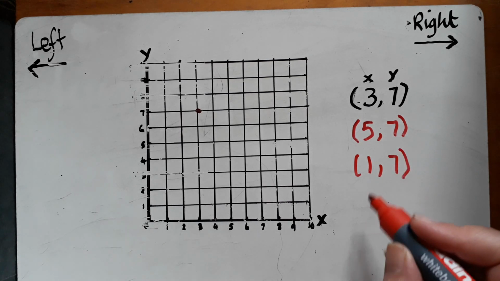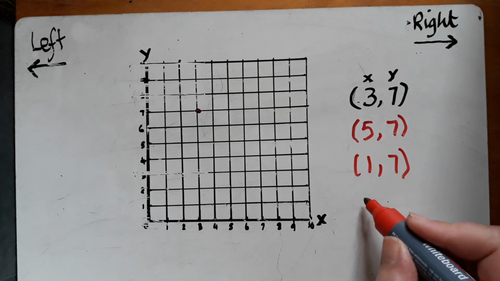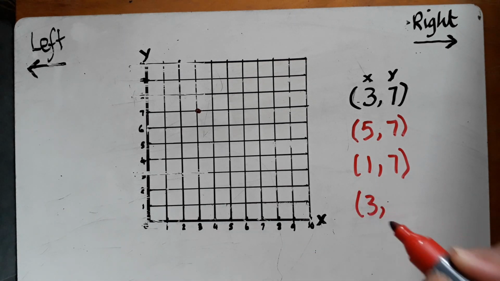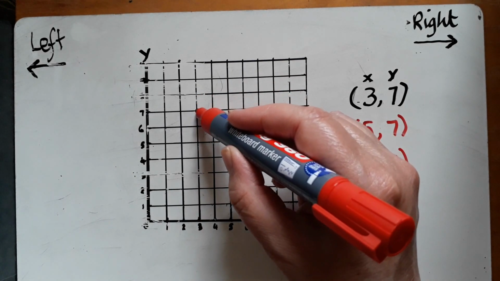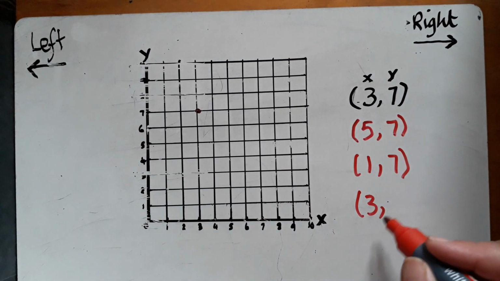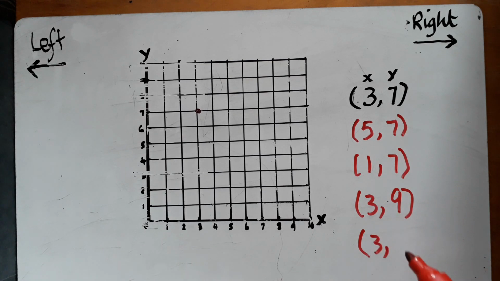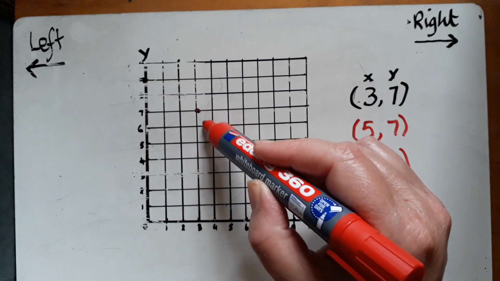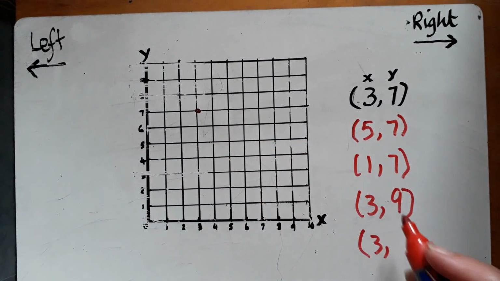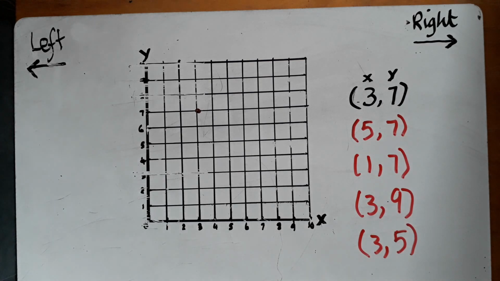Okay, if I was going up, then it would stay the same, the x-axis would stay the same, and it would be going up by 2, so that would be 9. And then for the last one, the y digit would decrease by 2, so we would be looking at 5.